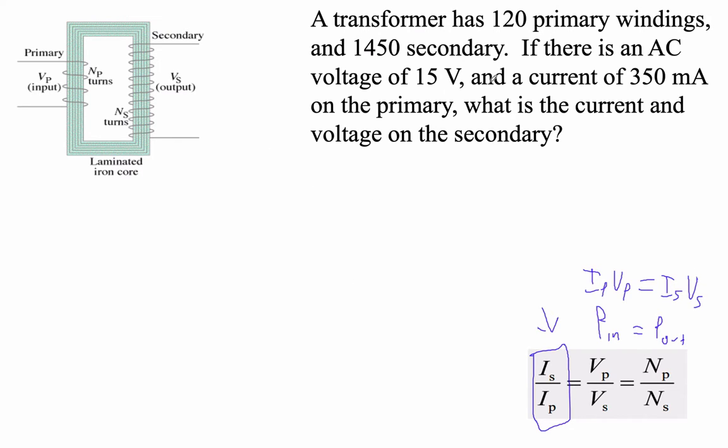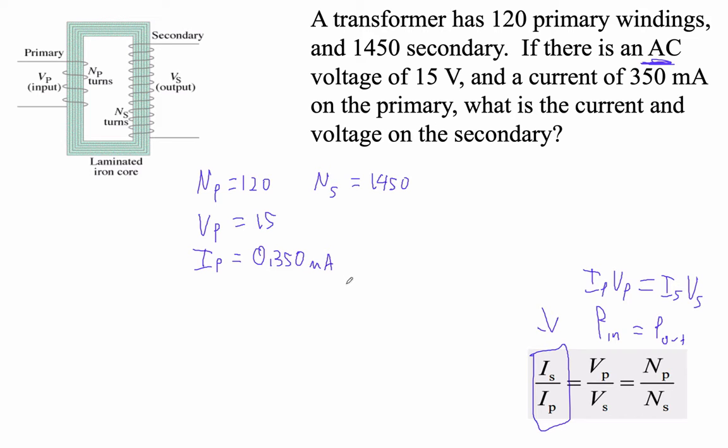So let's solve this problem. A transformer has 120 primary windings, so NP is 120, right? And N secondary is 1450. So this is a step-up transformer. We've got more windings on the secondary, right? There's AC on the primary. The voltage on the primary is 15 volts. Notice it has to be AC voltage. If it's direct current, doesn't work, right? And then our current on the primary is 350 milliamps, so 0.350 amps, right? Okay.